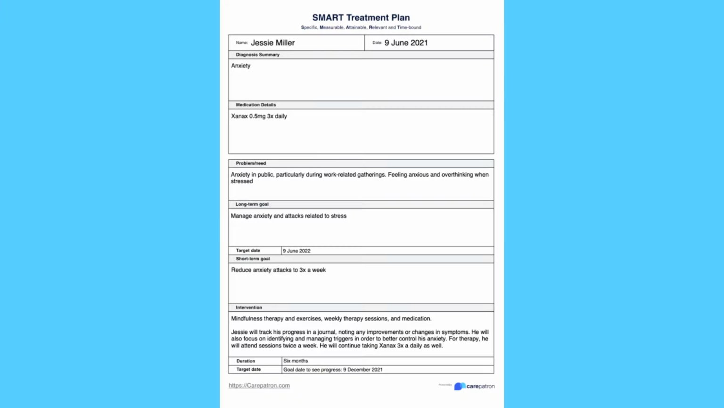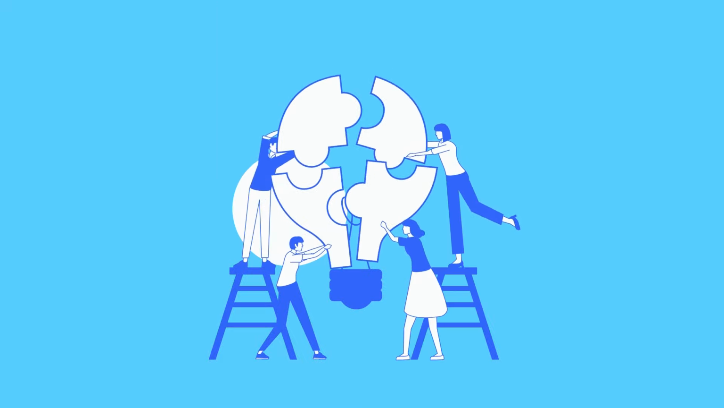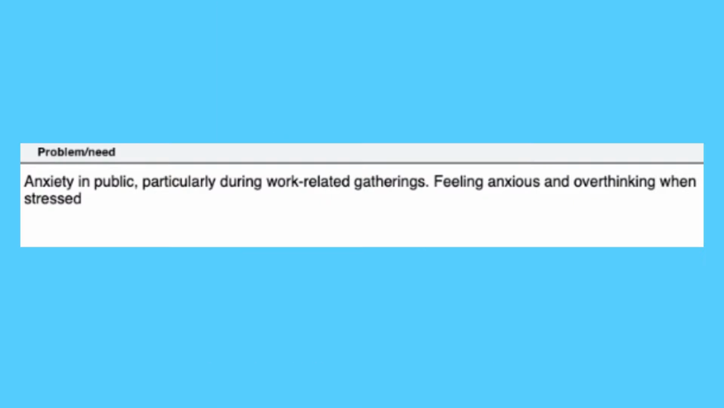We can see the structure of the worksheet through our sample template. The SMART worksheet starts with a problem or need. In this case, it is anxiety in public, particularly during work-related gatherings.